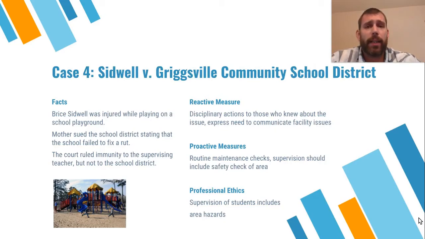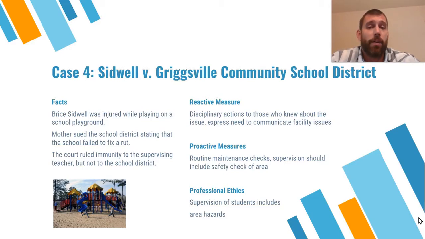I think this was a tricky case, although the student was under the direct supervision of the teacher. The teacher is not the one that is responsible for maintaining the playground. The reactive measure in my district, if this happened at my school, would most likely be some type of disciplinary action for those who knew about the rut, especially if it had been known for a prolonged amount of time. I think the district would take measures to express that we need to communicate any kind of dangerous facility issues. In my district, we do have an electronic submission for our maintenance requests, so it would be documented when the issue was first noticed.